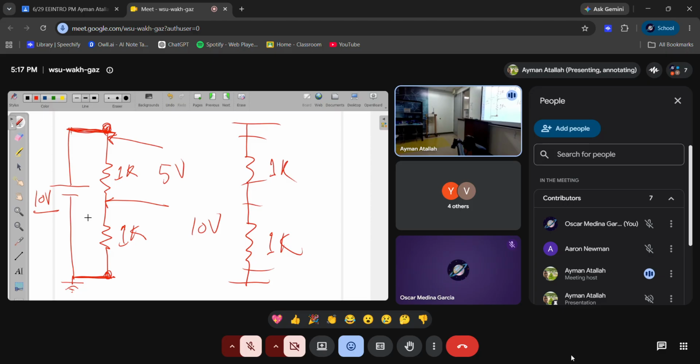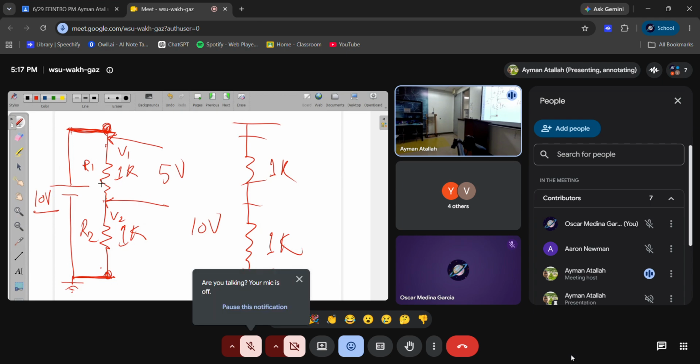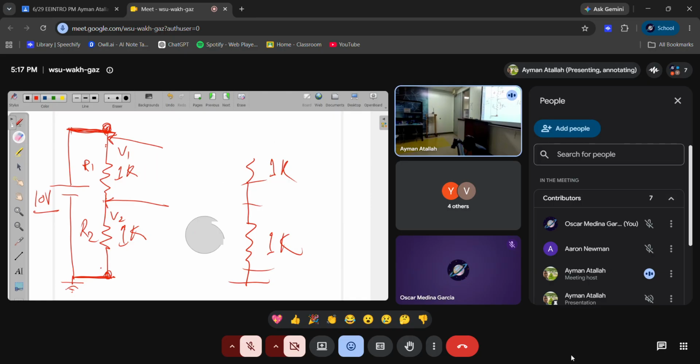When you have resistances in series, the voltage is distributed. Let us say you have R1 here, so you have V1 here, R2 here, V2 here. This V1 or V2 is the voltage across the resistance. You have 5 and 5, and the total is 10. Let's say if it's 2K. We said this before, but let me show it to you.